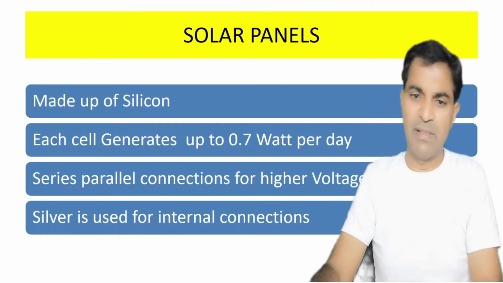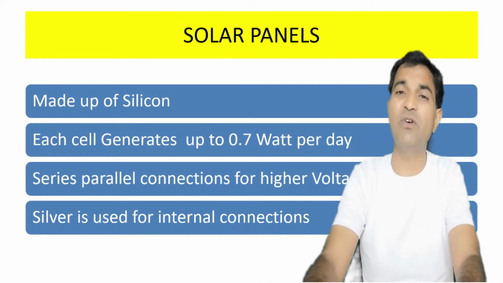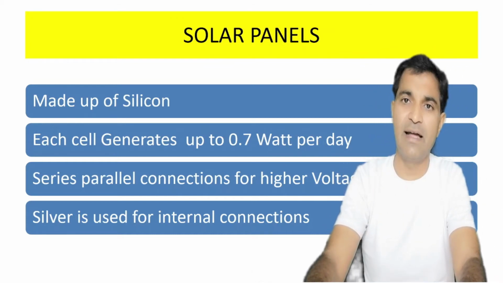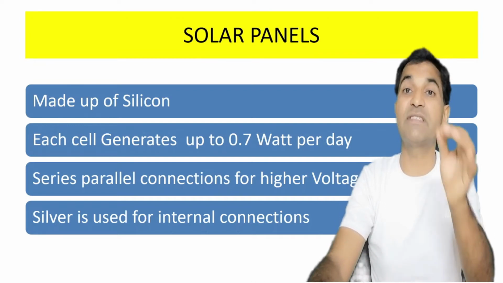So what are the solar panels? Solar panels are generally made up of silicon. Now, what is silicon? Silicon is generally extracted from the silica. Where do we find silica? Silica is actually obtained from the sand.